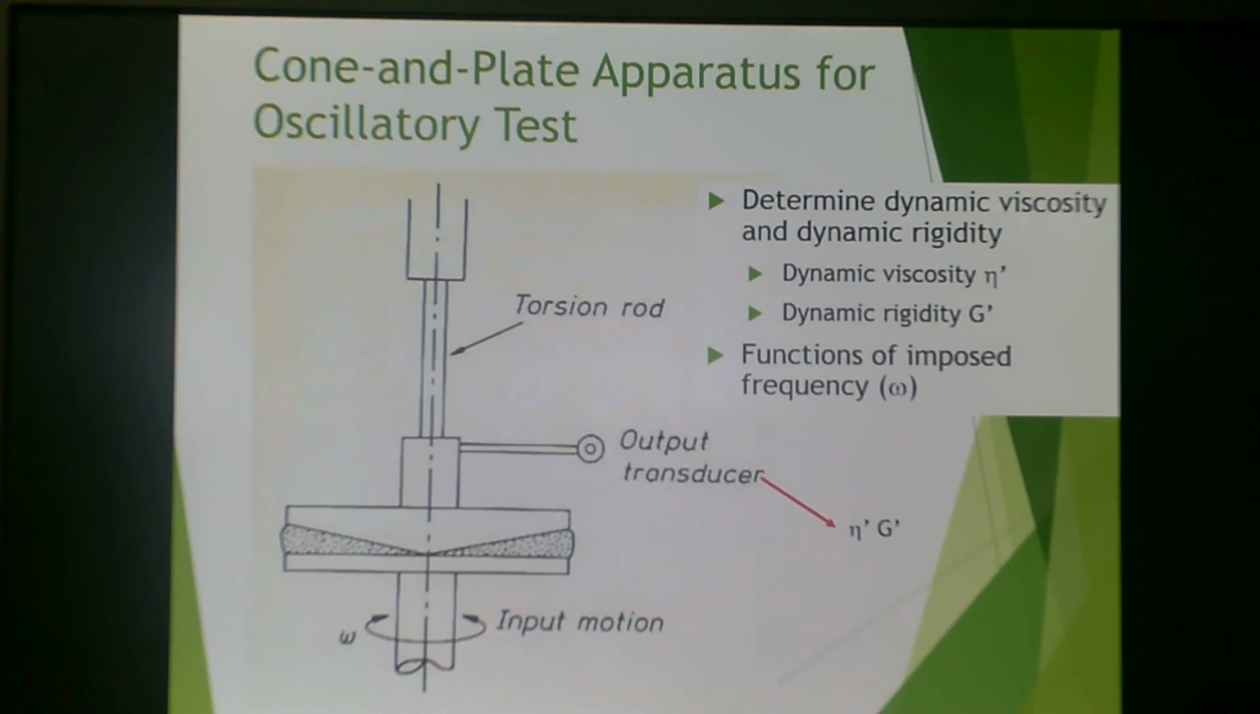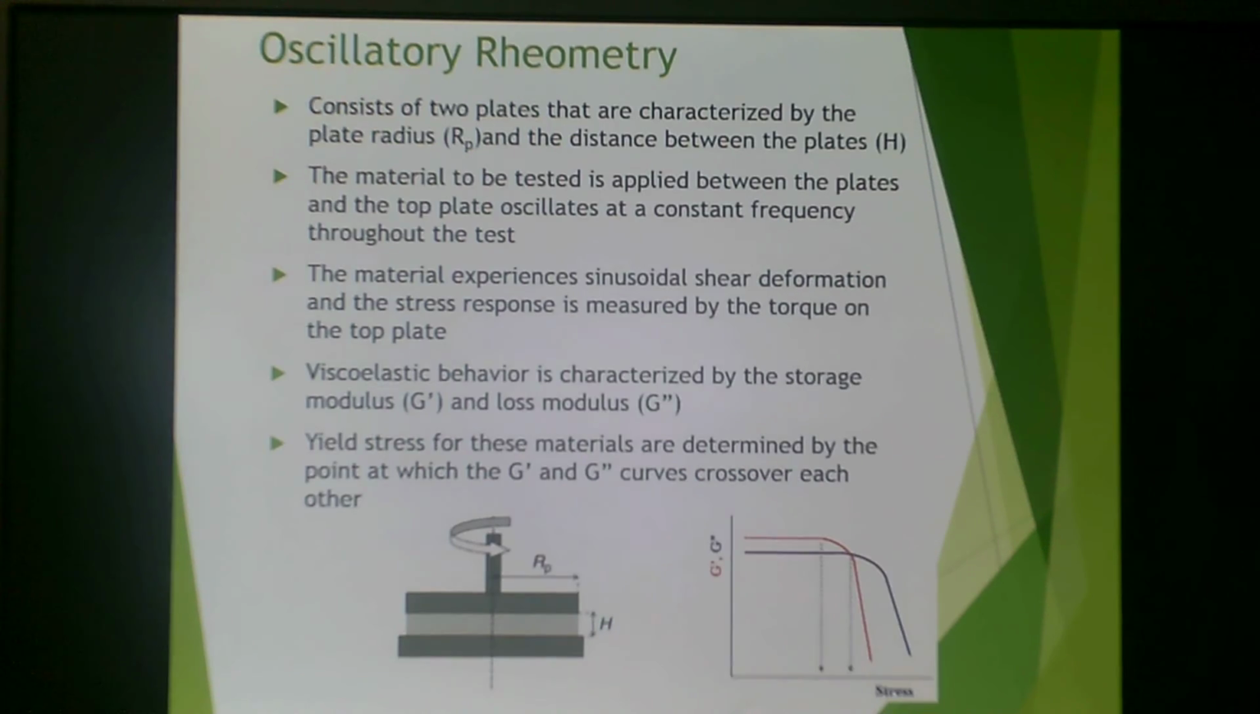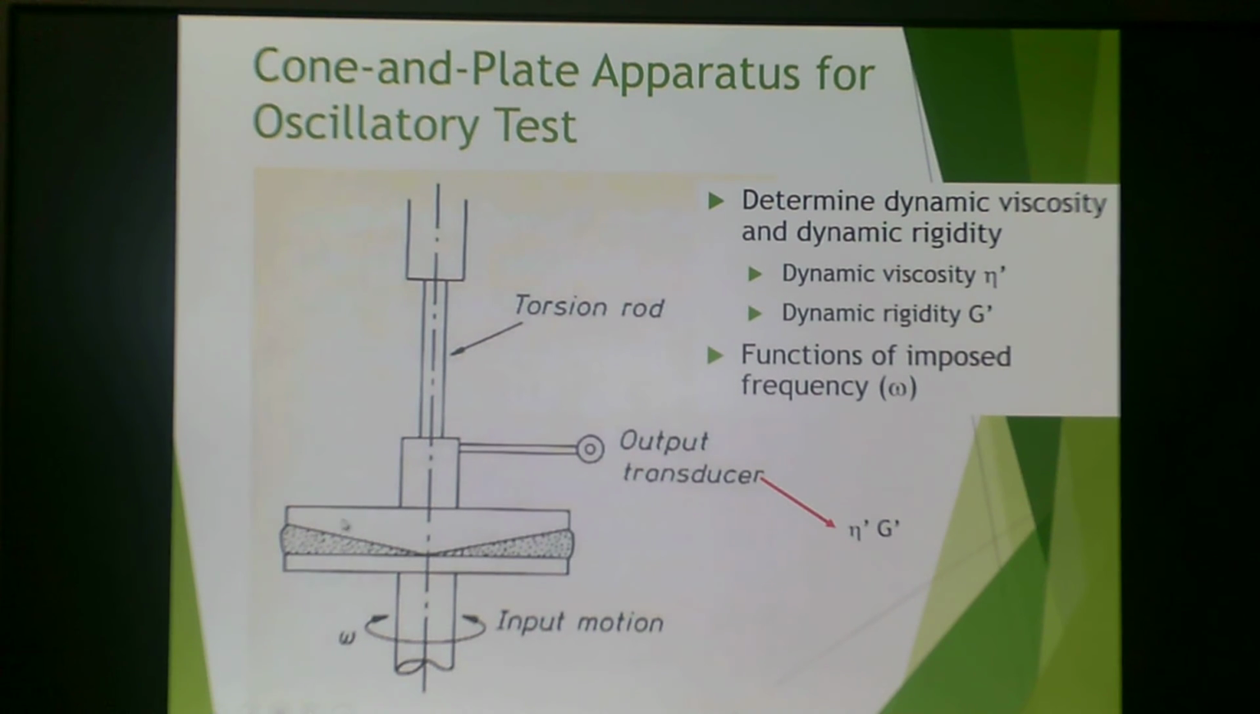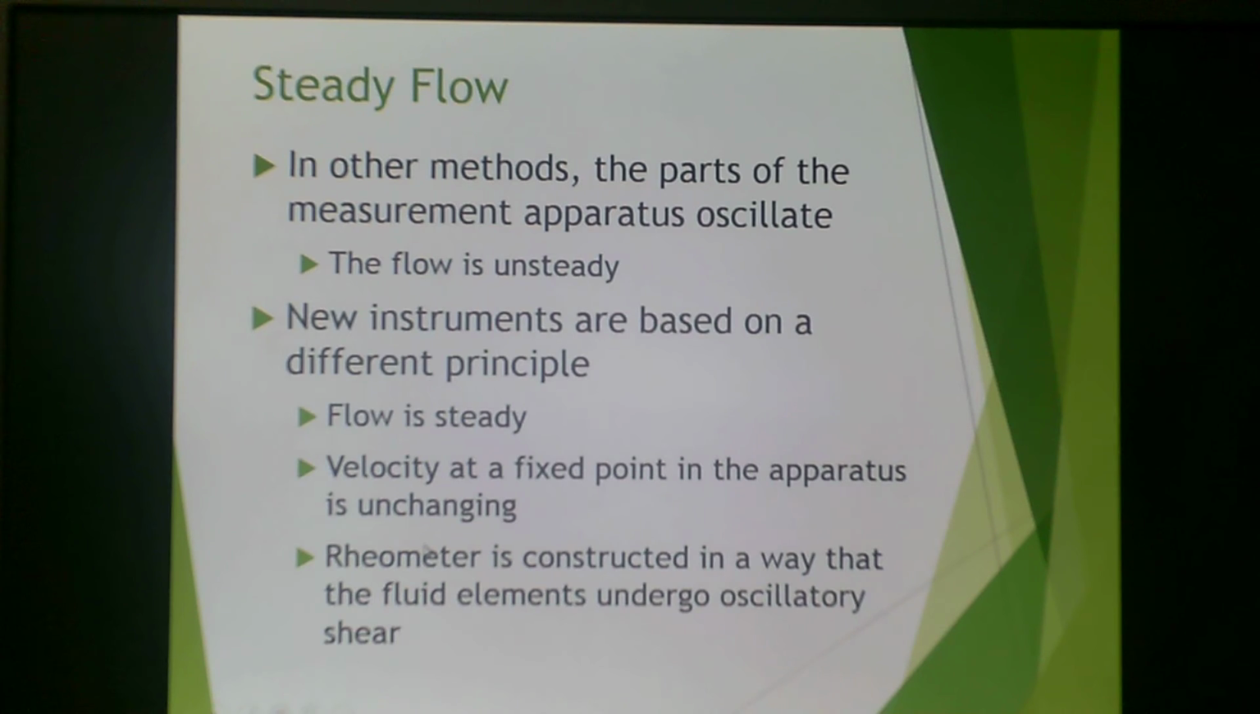This is a cone and plate apparatus. This is used to determine dynamic viscosity and dynamic rigidity. Dynamic viscosity is eta prime and dynamic rigidity is G prime. And these are functions of imposed frequency. So it has a very similar look to the parallel plate. It oscillates around this axis here, but with a cone type geometry rather than a parallel plate.